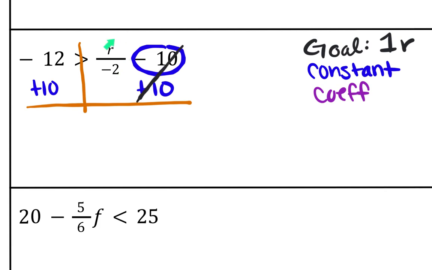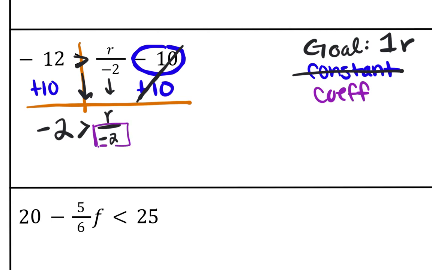And I still have this r over negative 2. So I'm just going to bring that straight down. I'm going to bring my symbol straight down. And then negative 12 plus 10 is negative 2. So that got rid of the constant. Now again, working on the side with the variable, I have r divided by negative 2. So that's my coefficient. The opposite of dividing by negative 2 is multiplying by negative 2. We have to include that minus with the 2.